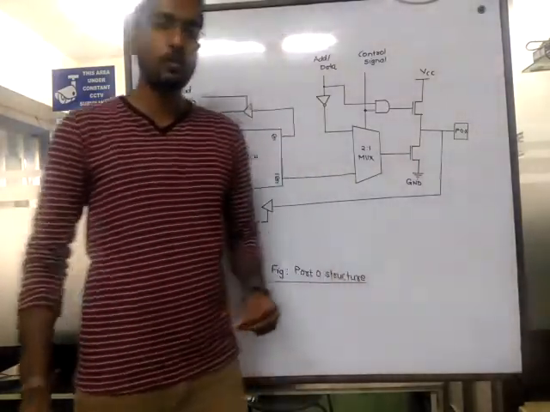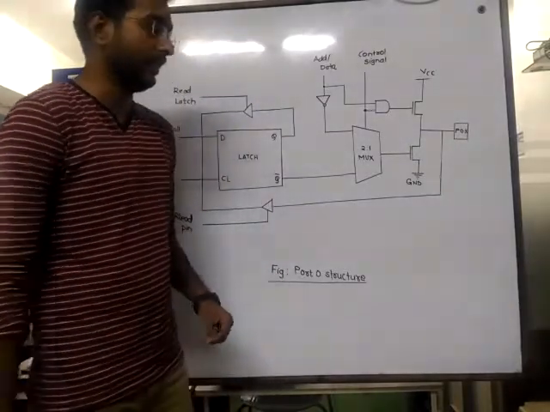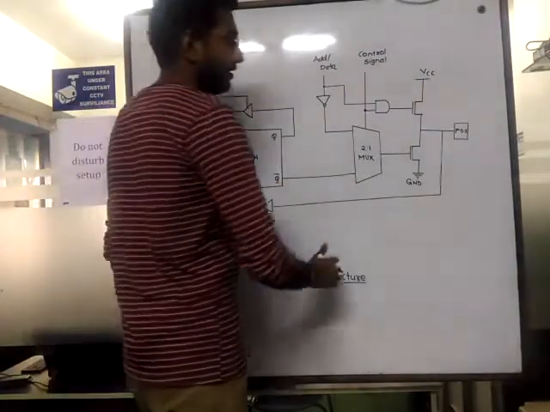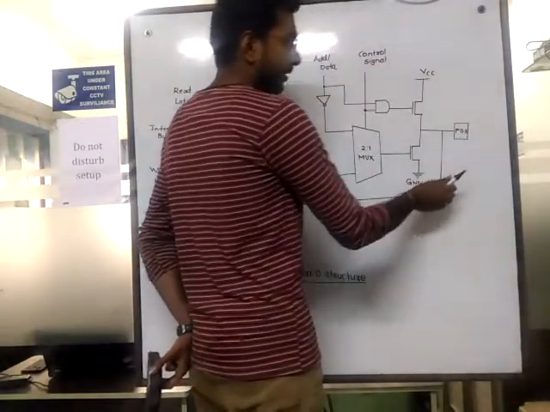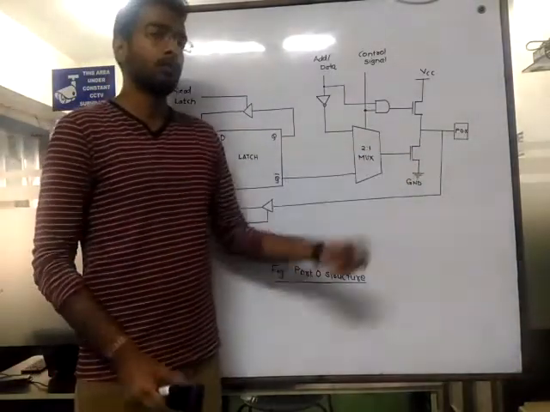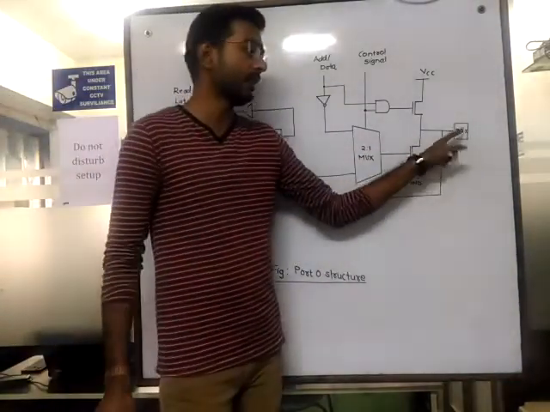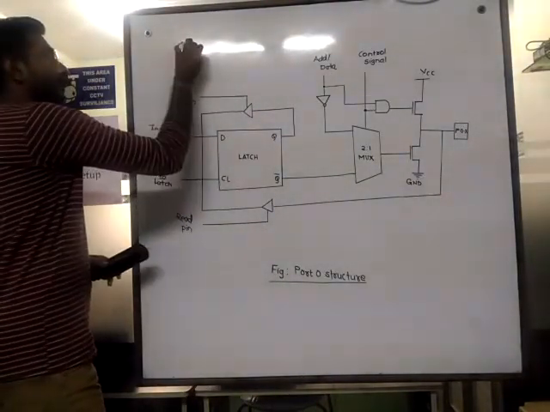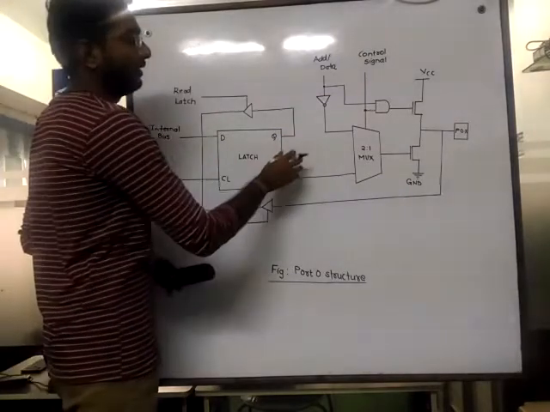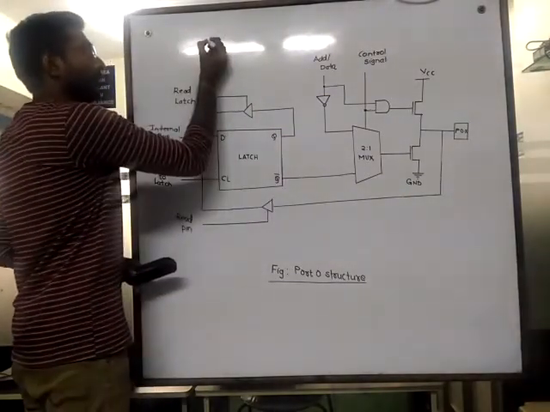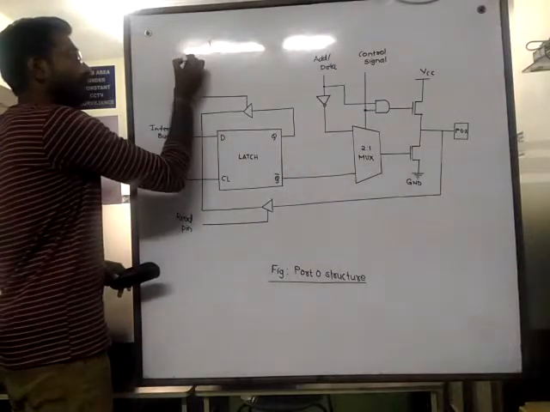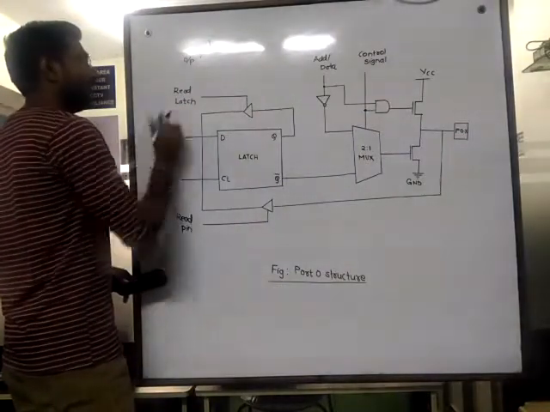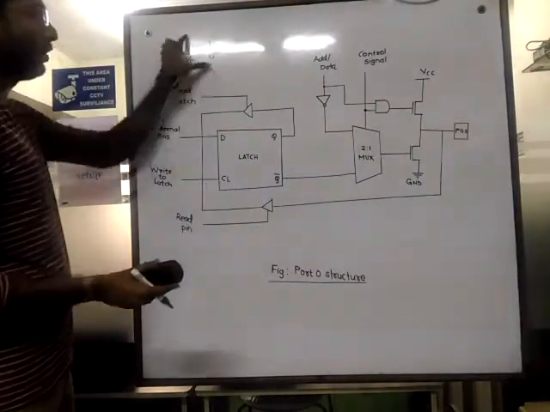Welcome back. In this lecture, we will see the port 0 structure, that means the internal structure of port 0. Before proceeding, one point is here. Whenever we want to use this pin as an input, we will write 1 here, and whenever we want to make this port an output port, we will write 0 here. This we have to remember.